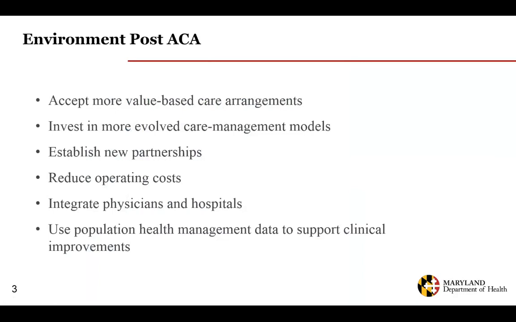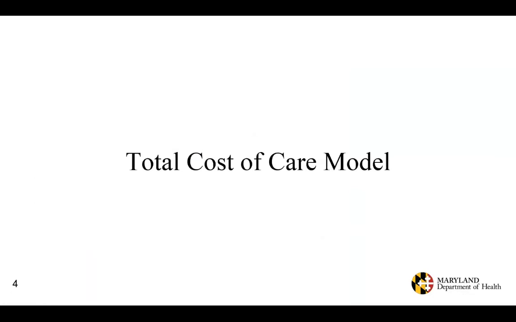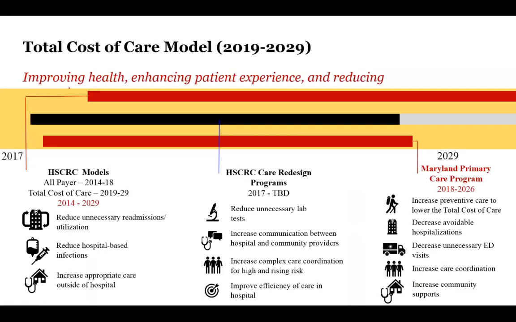So the total cost of care model, we can go to the next slide. In Maryland, from 2014 to 2018, we had what was called the all-payer model. Some people know it as the GBR, the global budgets for the hospitals. And the emphasis there was, of course, on the hospital. It was on reducing unnecessary readmissions and utilization, reducing hospital-based infections, and increasing appropriate care outside of the hospital.